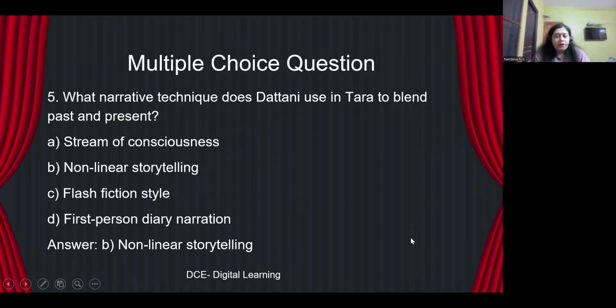The fifth question, what narrative technique does Dattani use in Tara to blend the past and the present? The options provided are stream of consciousness, non-linear storytelling, flash fiction style, first person diary narration. We discussed this in the introduction to the author. The answer is option B, non-linear storytelling.